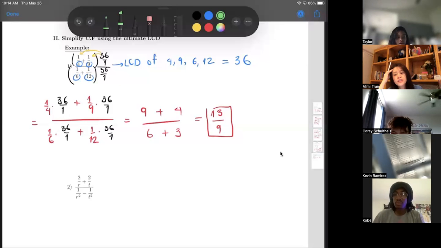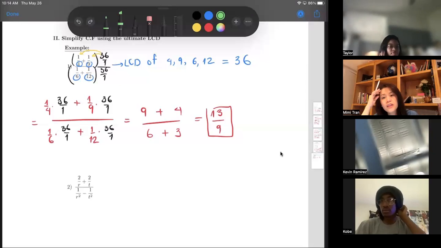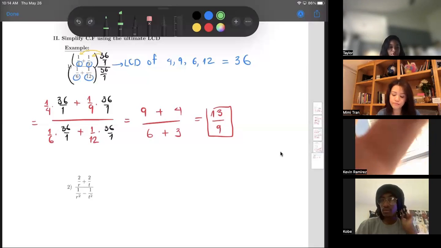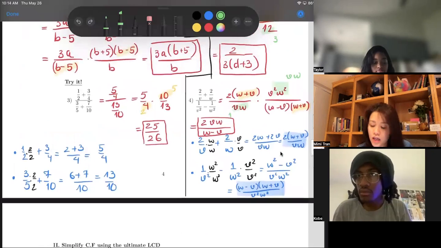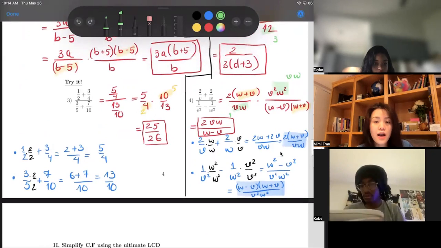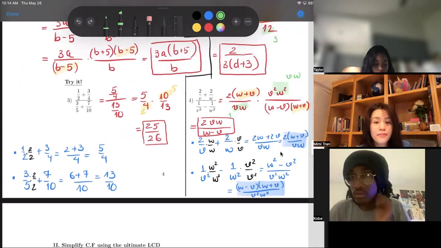Really quick question. Back to number 4, the one that said one more or whatever. Did we find an LCD for that? Because I thought we always have to find the LCD when we're doing the problem. So for number 4, I find the LCD separately. I find the LCD for the top and the LCD for the bottom. Okay, thank you.